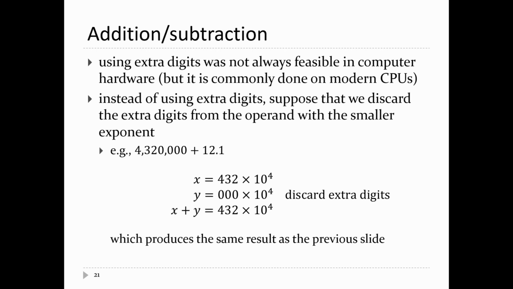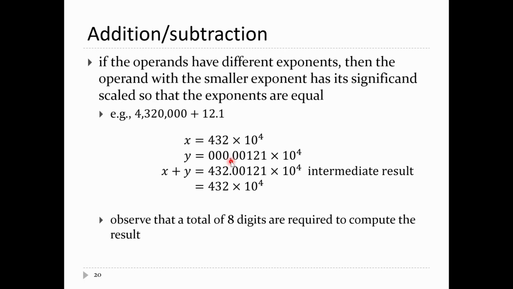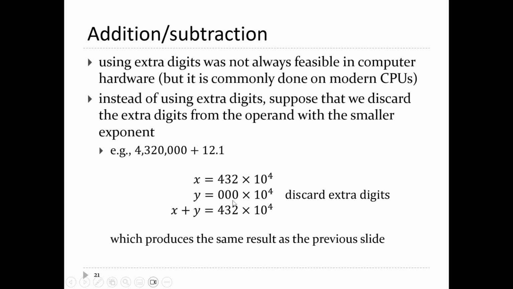So if you don't have any extra digits, there's no way to keep this 0.00121. You're stuck with just adding 0, so throw away the 0.00121 when you write down y. And now obviously you add 432 and 0. And so again, you get x plus y equals x, where y is not equal to 0. So that produces the same result as on the previous slide: no extra digits, throw everything away after the decimal point, and just go ahead and compute the sum.